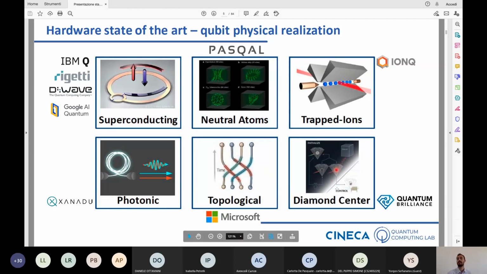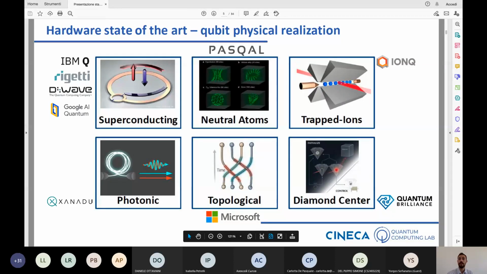We have diamond centers, so they use vacancies in diamonds to create the state of a qubit. And there is this Australian company, Quantum Brilliance, that is working with this technology.